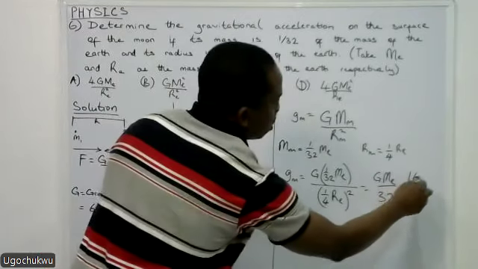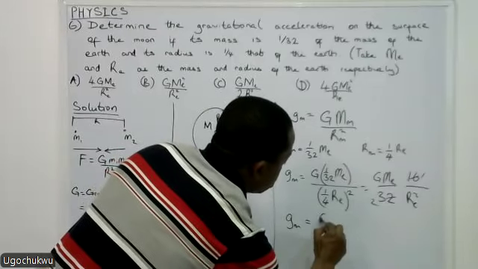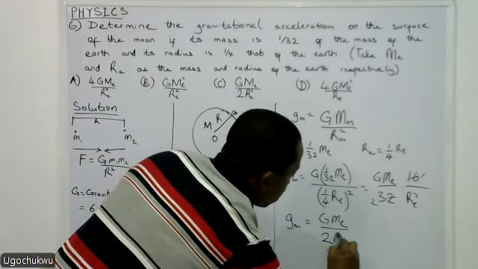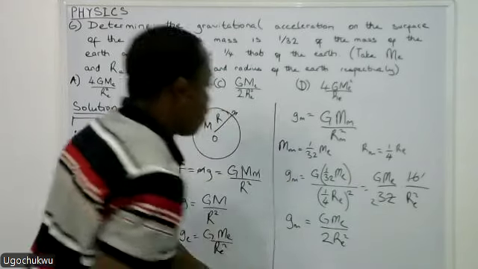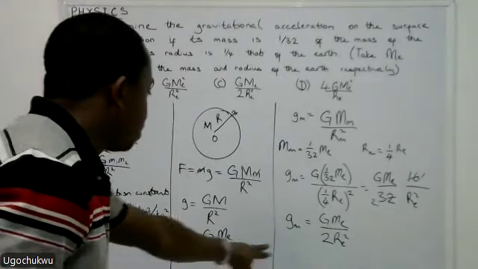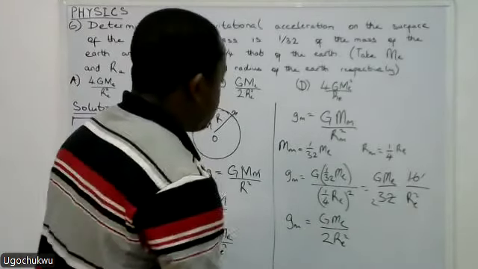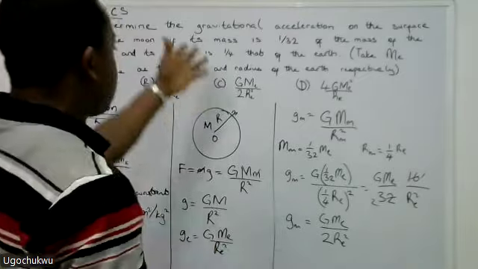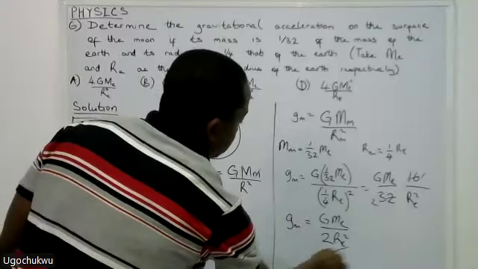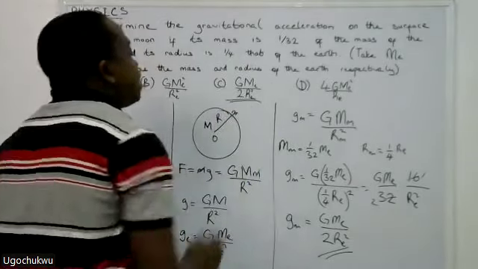So if we simplify further, gravity on the moon will be equal to G ME all over 2 RE squared, right? So if we compare that to this, we can say that the gravity on the moon is half the gravity of the Earth, right? We've actually resolved our problem, and we can say that the gravity on the moon is G ME over 2 RE squared, and that's C.